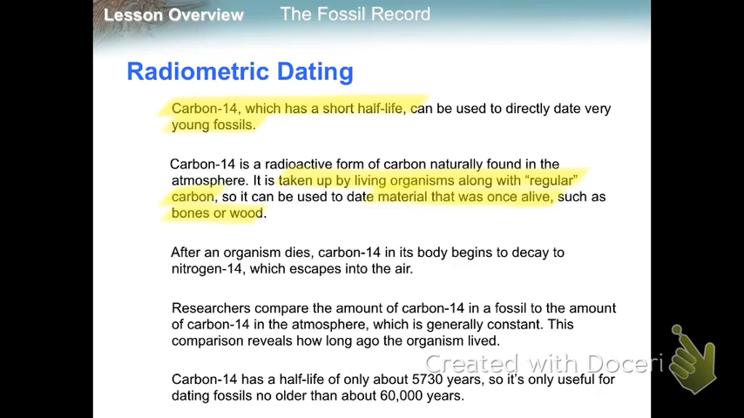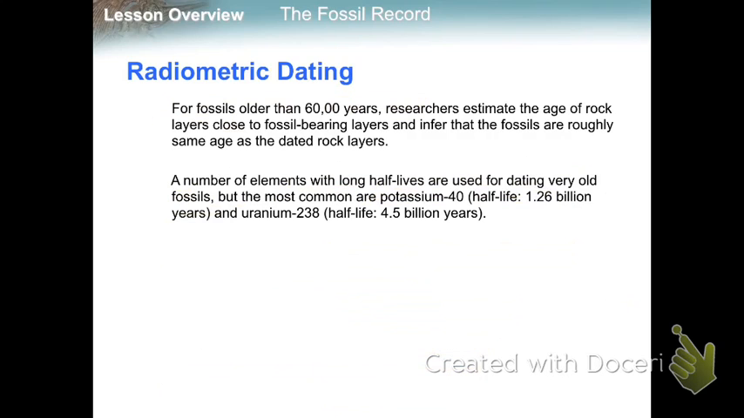After an organism dies, carbon-14 in its body begins to decay to nitrogen-14, which escapes into the air. So researchers compare the amount of carbon-14 in a fossil to the amount of carbon-14 in the atmosphere, which is generally constant, and that reveals how long ago the organism lived. The half-life here is 5,730 years, so it can only date fossils up to about 60,000 years in age.